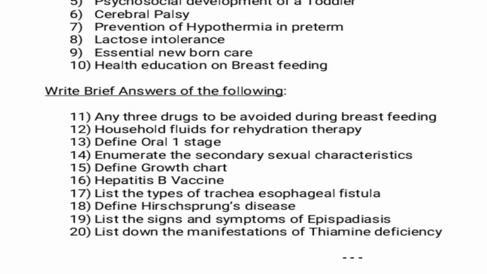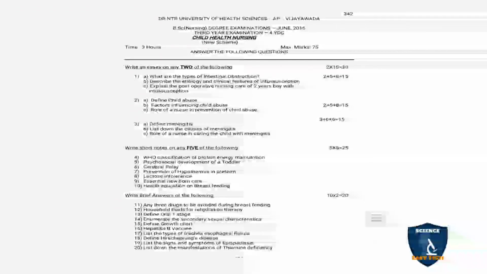17th question, list the types of tracheoesophageal fistula. 18th question, define Hirschsprung's disease. 19th question, list the signs and symptoms of epispadias. 20th question, list down the manifestations of thiamine deficiency.